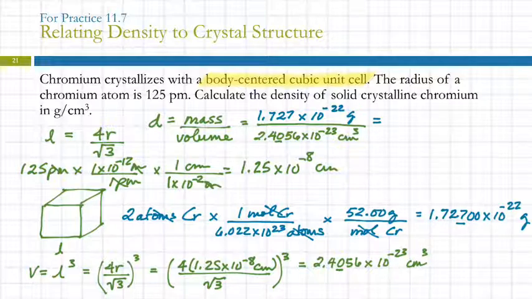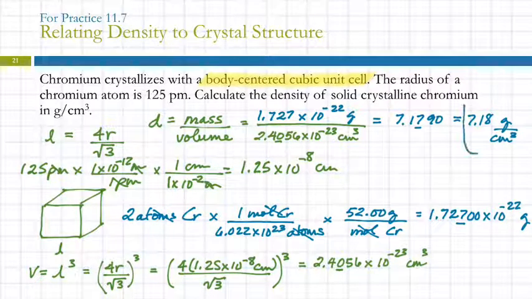So I take that mass and I divide by the volume, and I get 7.1790, which would round to 7.18 grams per cubic centimeter. It's almost magical the way we've got these two crazy small numbers and we come up with this regular number.